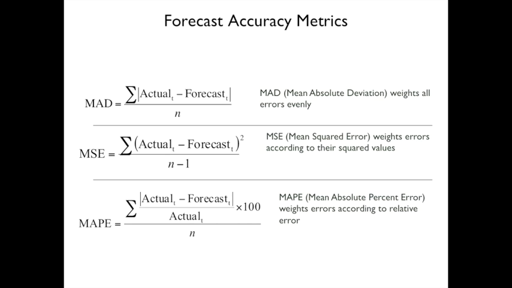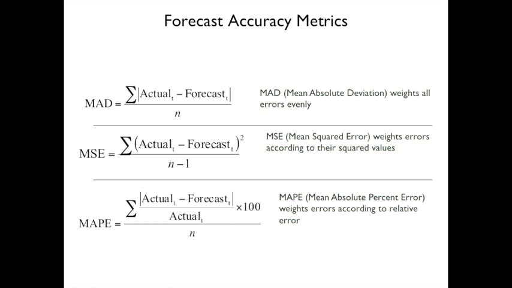So here are some accuracy metrics. The first is something called mean absolute deviation. You take the actual minus the forecast and take the absolute value of that. Those bars on each side mean absolute value. You sum them all together and divide by the number, and now you have the mean absolute deviation. So how far off were you?